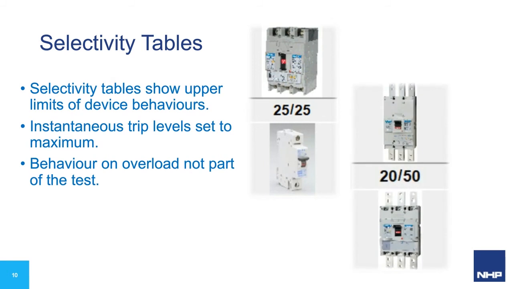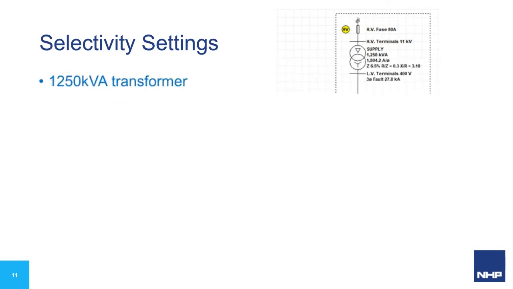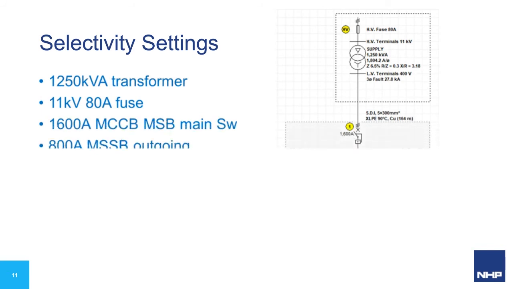So we'll have a look at a theoretical application. Let's start at the top end. An example of what a medium-sized commercial building might have as a supply system: a 1250 kVA transformer, 11 kV to 400 volts. Supply capacity of the transformer of 1800 amps and a 6.5% impedance.